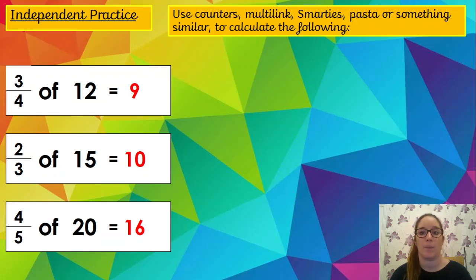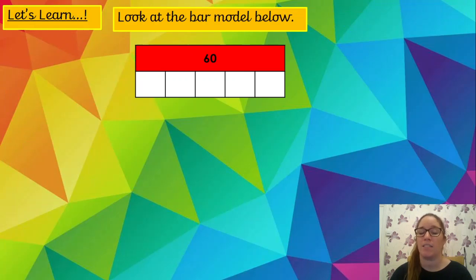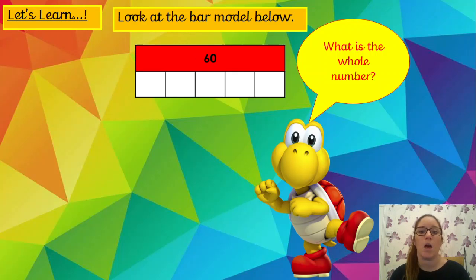Okay, well done. You don't need the counters now unless you want to continue using them, because they can be a really helpful tool, but you don't need to use them now. So let's look at the bar model. Okay, what is the whole number here? Okay, so we can see the whole number is 60.